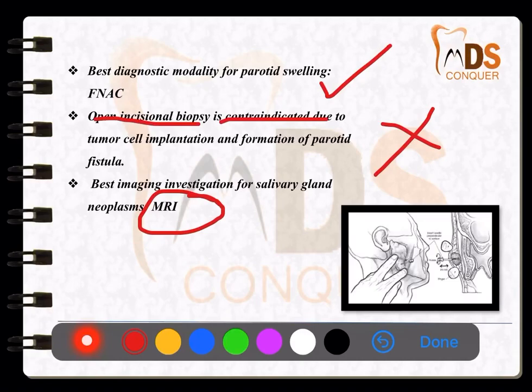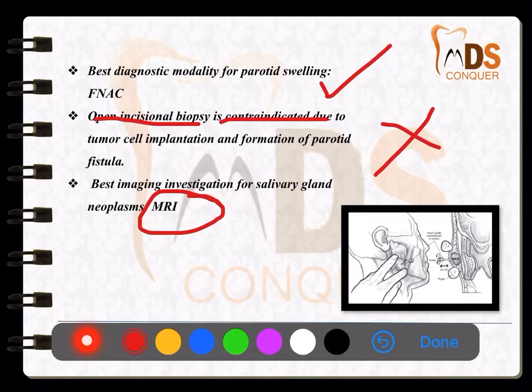Otherwise, ultrasound is not that good when compared to MRI. MRI will clearly give the anatomical structures, the perfect delineation of the structures, and the relations to the anatomical structures will also be given. So MRI is perhaps the best imaging investigation. Whereas ultrasound can only differentiate whether it's benign or malignant.